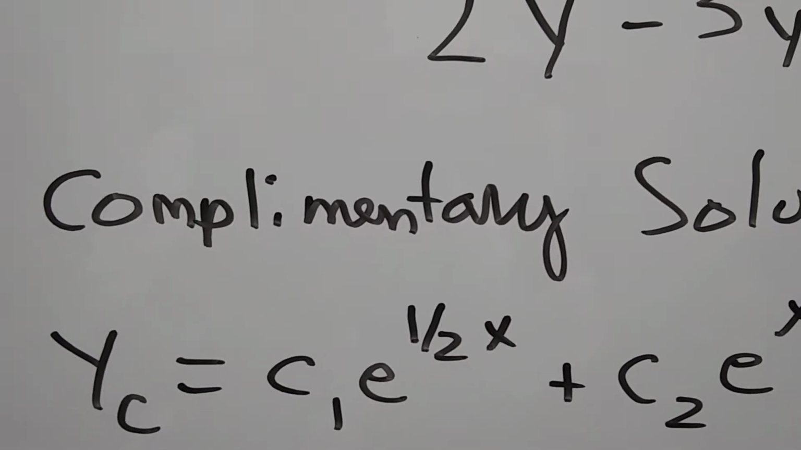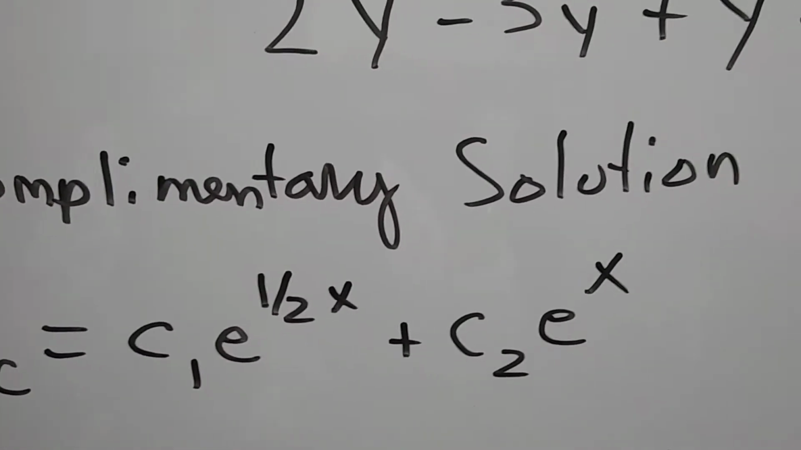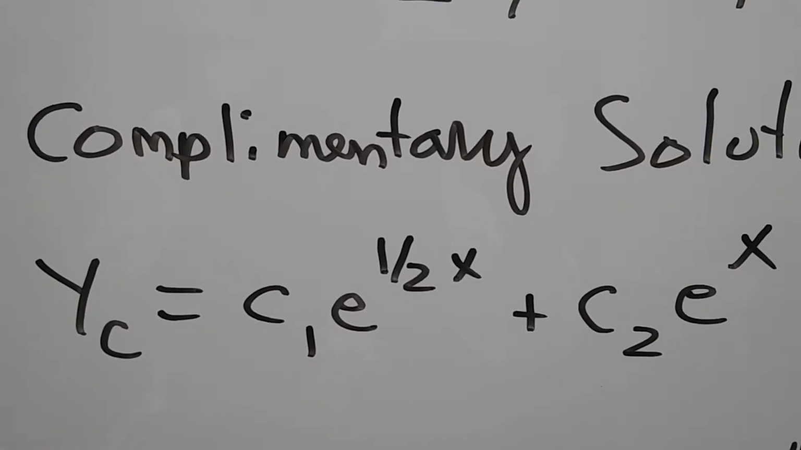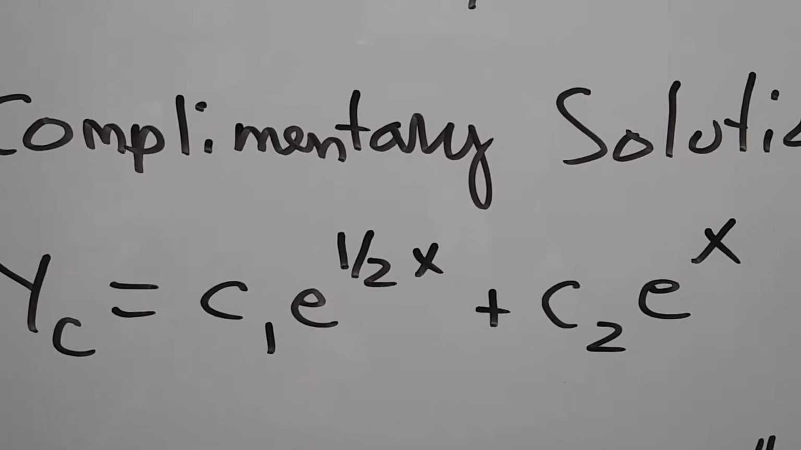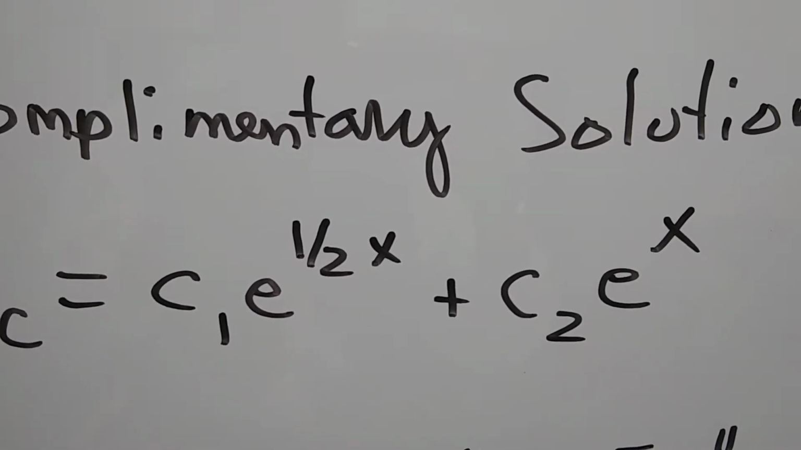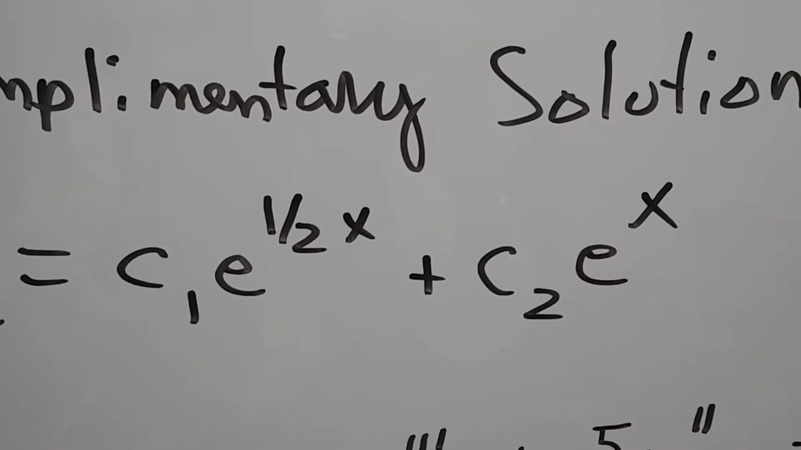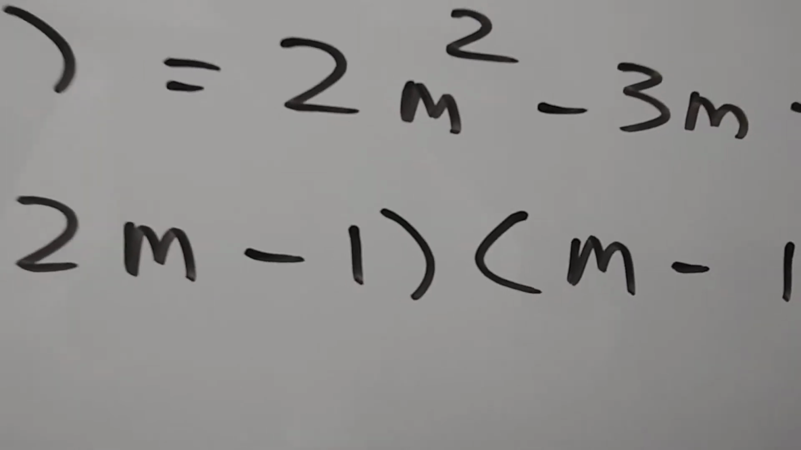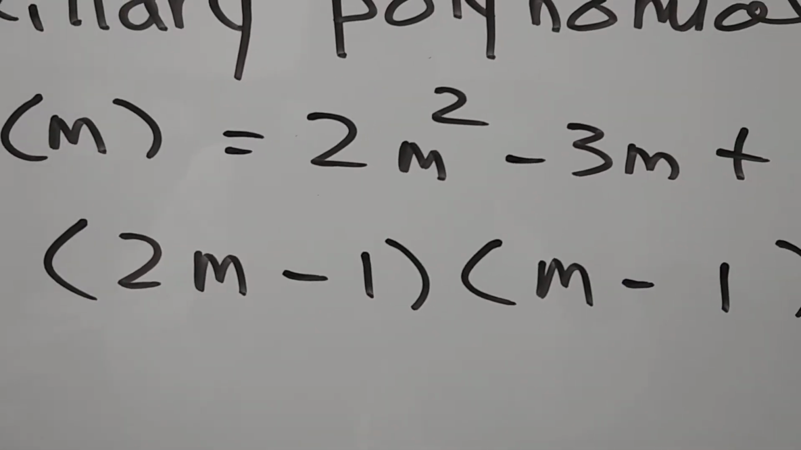C-O-M-P-L-E-M-E-N-T-A-R-Y, not I. The complementary solution becomes y sub c is equal to c sub 1 e to the 1/2 x plus c2 e to the x, because my roots were 1/2 and 1 to my auxiliary polynomial.